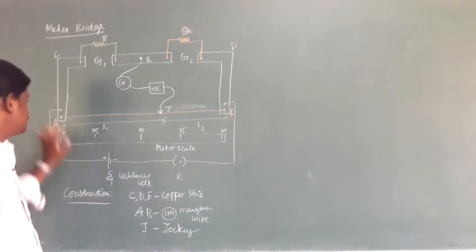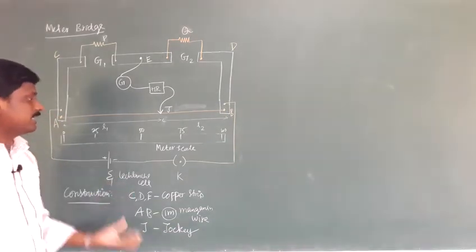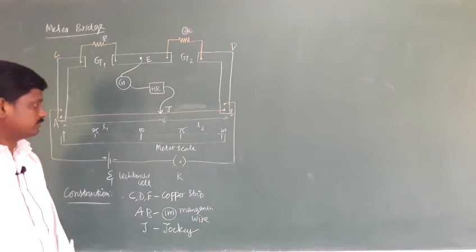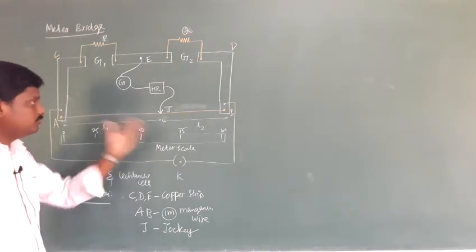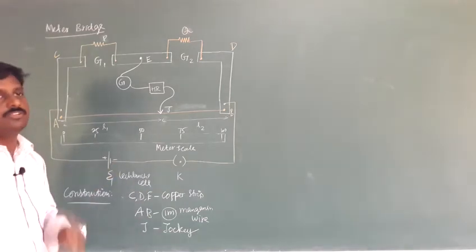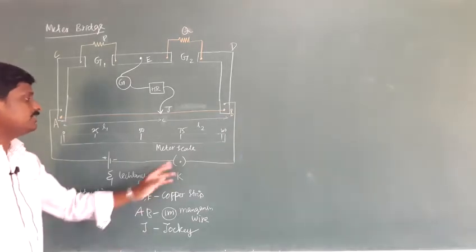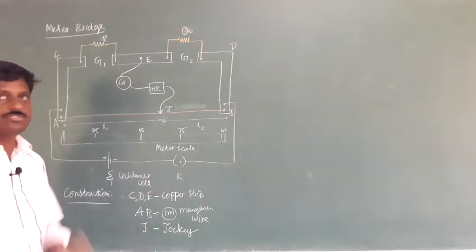Then the secondary circuit: one Leclanche cell is connected, and another one, a key, is connected. The Leclanche cell is used to give power, so just think of the Wheatstone bridge. Then the key is used as a switch. So we are using a switch.